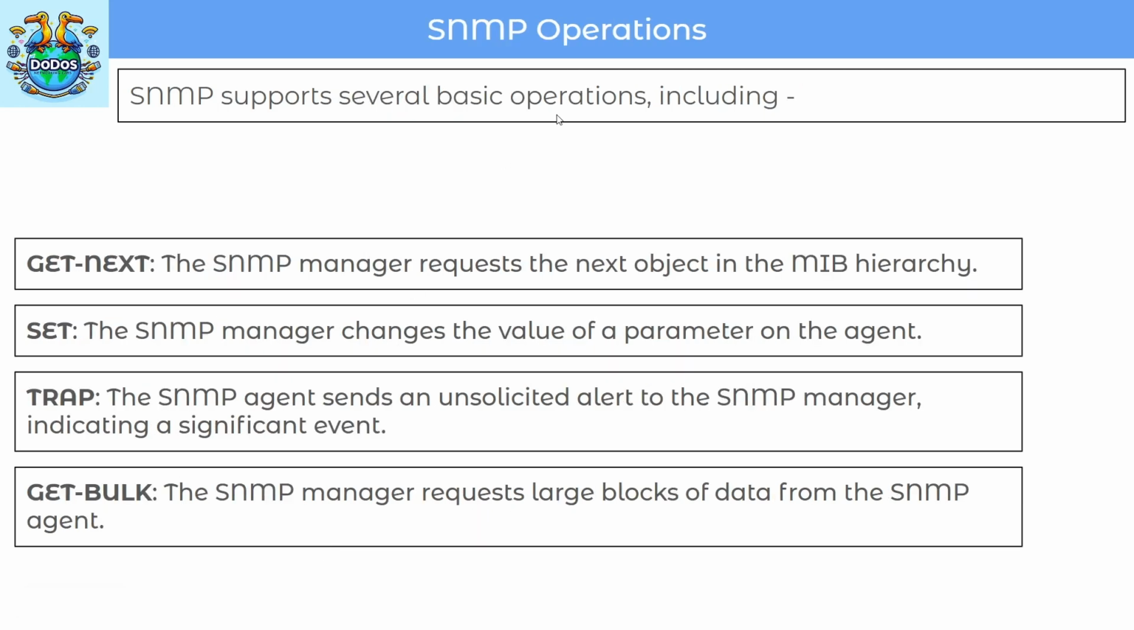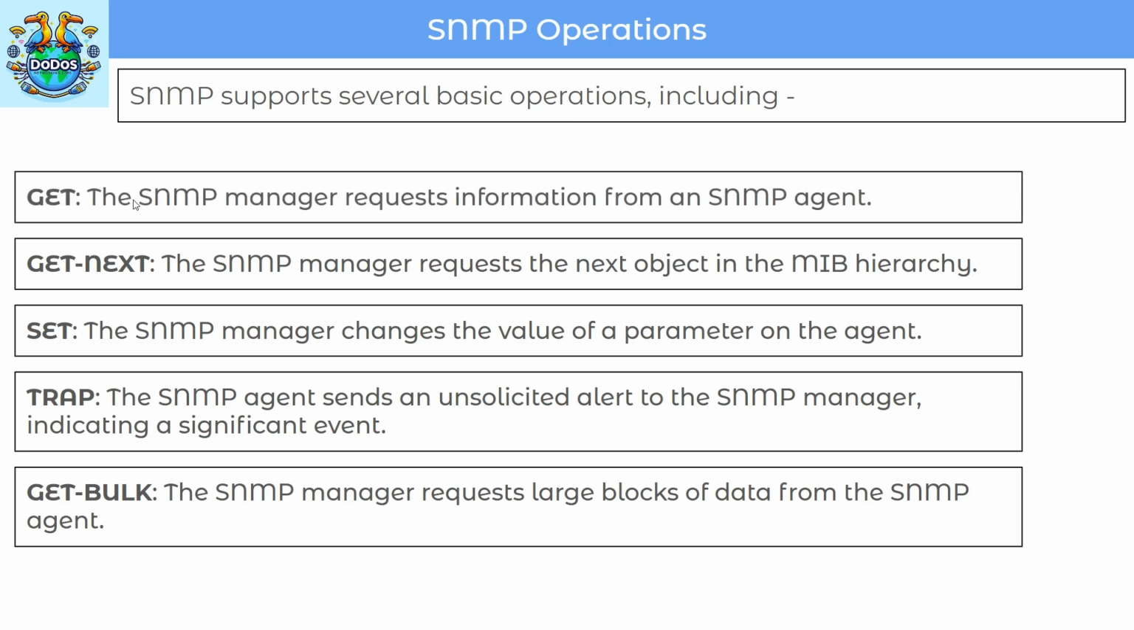So, SNMP offers several basic operations, including GET, where the SNMP manager requests information from an SNMP agent, and GET NEXT, where the SNMP manager requests the next object in the MIB hierarchy. SET, where the SNMP manager changes the value of a parameter on an agent. TRAP, where the SNMP agent sends an unsolicited alert to the SNMP manager indicating a significant event. Or GET BULK, where the SNMP manager requests large blocks of data from the SNMP agent.